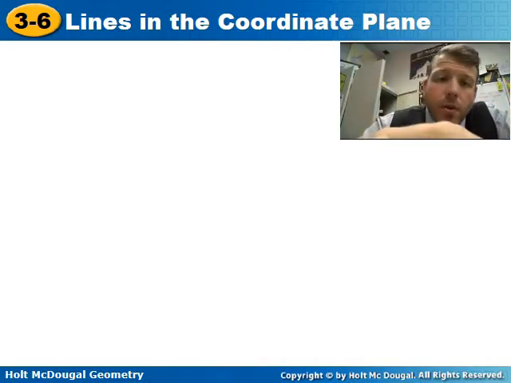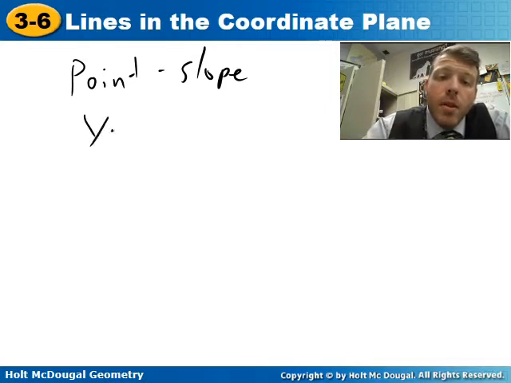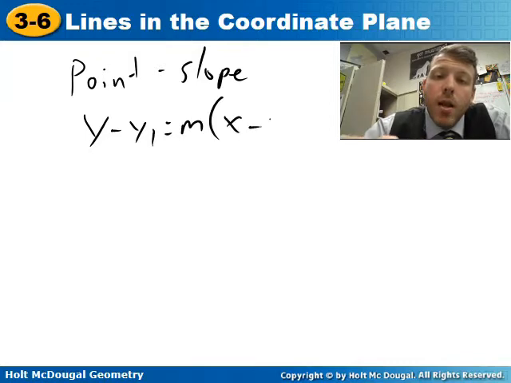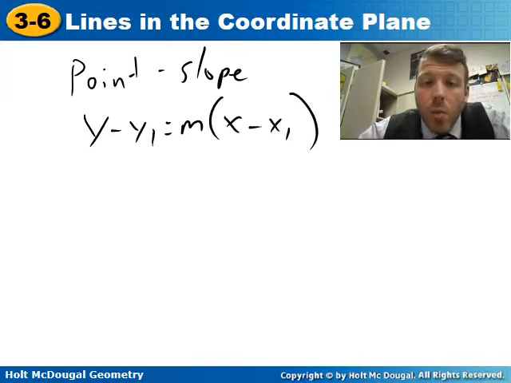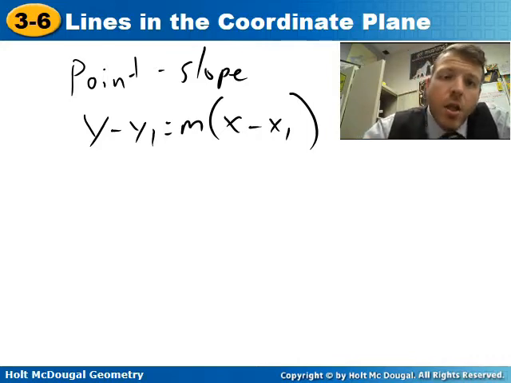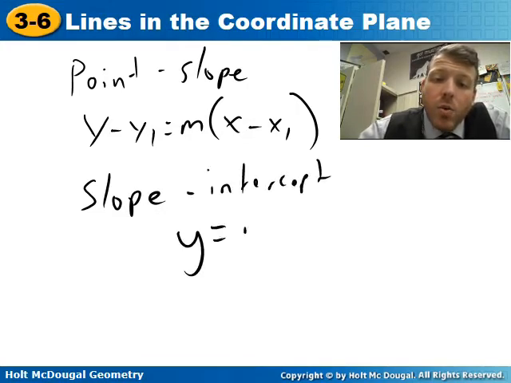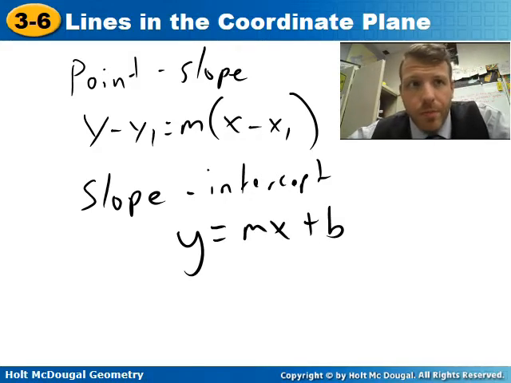So the first equation set that we have is point-slope, which is in fact what it means, a point and a slope. You should remember it's something like y minus y1 equals m times x minus x1, where x1 and y1 are just points that you plug in and m is your slope. The other one, which is slope-intercept, you've already seen before as well, which is y equals mx plus b, where b is the y-intercept and m is the slope.